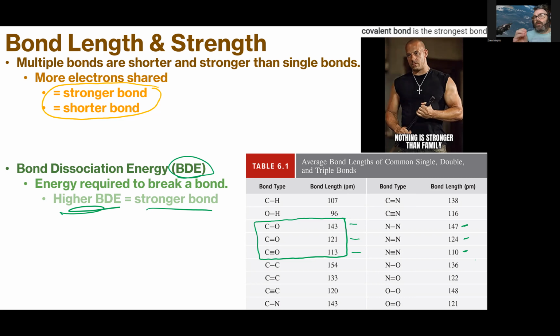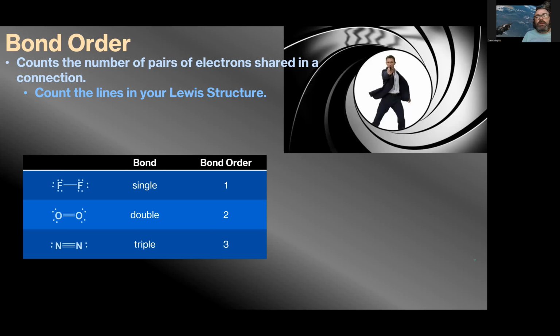One good tool we can use to tie all these things together is this idea of a bond order. The bond order tells us the number of pairs of electrons that are shared in the connection. So all we're doing is we're going to count the number of lines in your good Lewis structure. So if you have a good Lewis structure, you can count the lines in the Lewis structure and come up with the bond order, right?